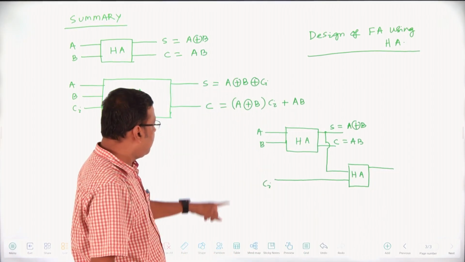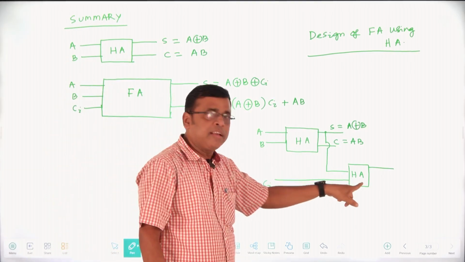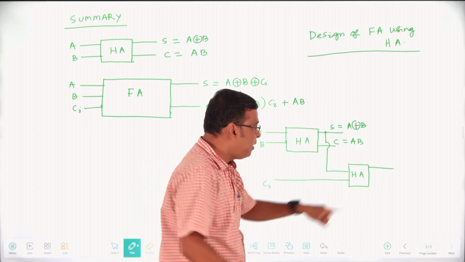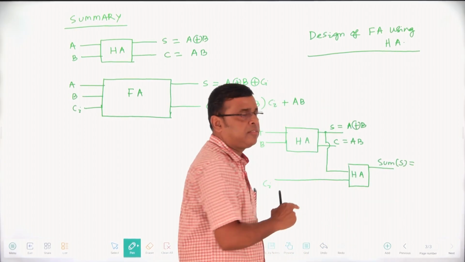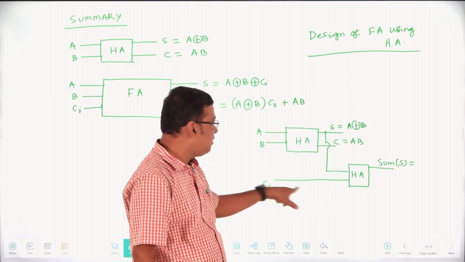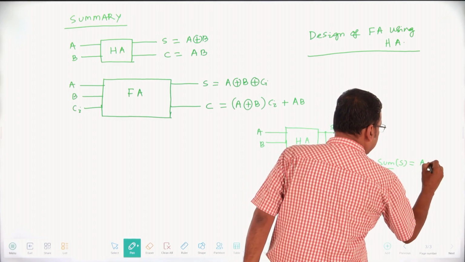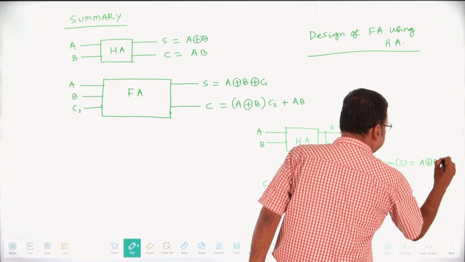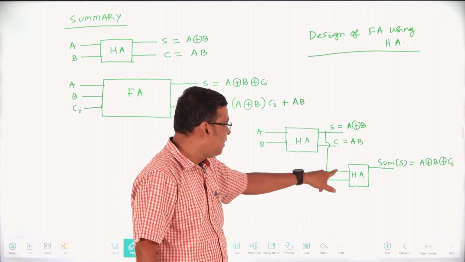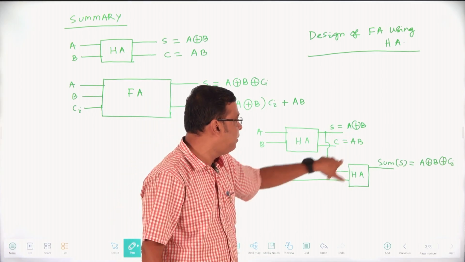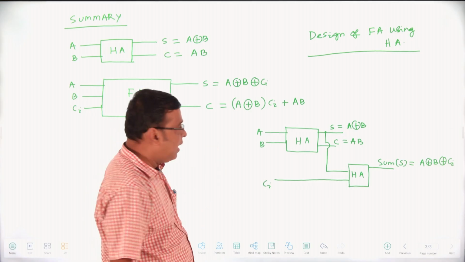In a half adder, if there are two inputs, the sum is this XOR this. The sum value is how much? This input is A XOR B, and the other is CI. So this XOR this is A XOR B XOR CI. So already I told you, in case of a half adder with two inputs, the sum is this XOR this, which here gives A XOR B XOR CI. That is one of the outputs of the full adder.